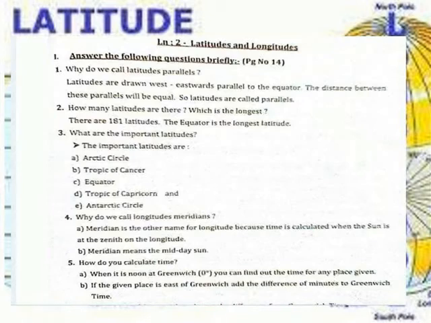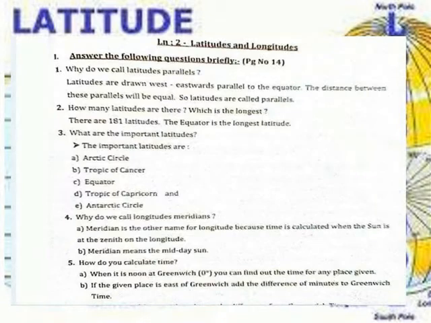What do we call longitude? Meridian. Meridian is the other name of longitude, because time is calculated when the sun is at the zenith of the longitude. Meridian means midday sun. How do we calculate time? When the time is known at Greenwich, you can find out the time for any given place. If the given place is east of Greenwich, add the difference in minutes to Greenwich time.